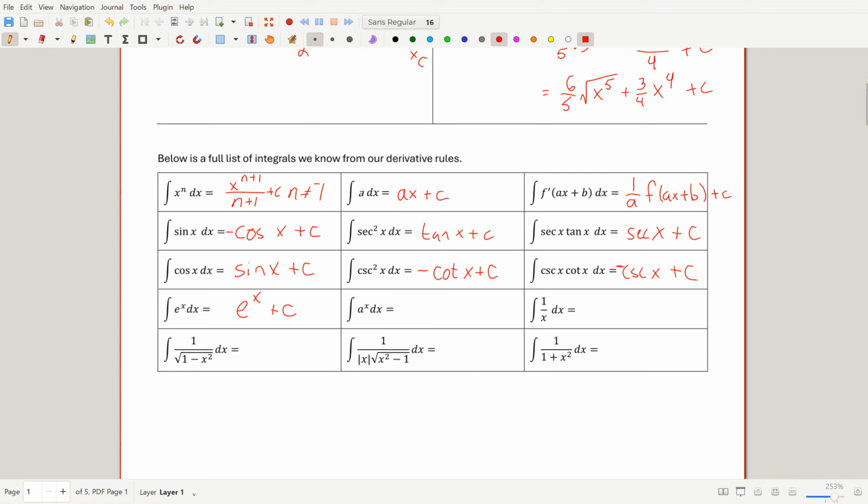Yep. All right. Let's avoid the elephant in the room and just drop down here to ln of absolute value of x plus c.